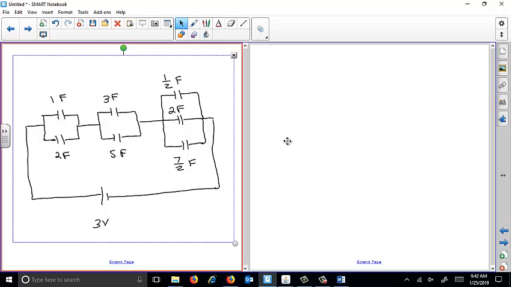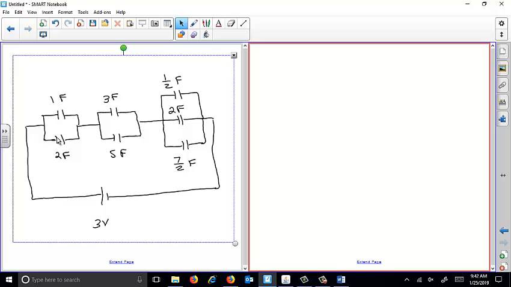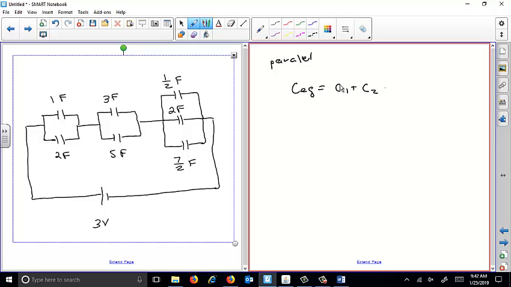So what we have is these two capacitors in parallel, these two capacitors in parallel, and these capacitors in parallel. And the rule is that for parallel capacitors, the equivalent capacitance is equal to just the sum of the capacitors, however many capacitors you have.